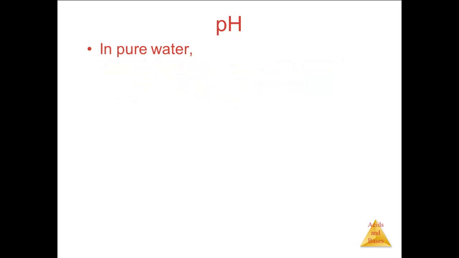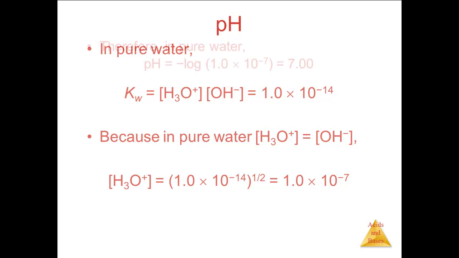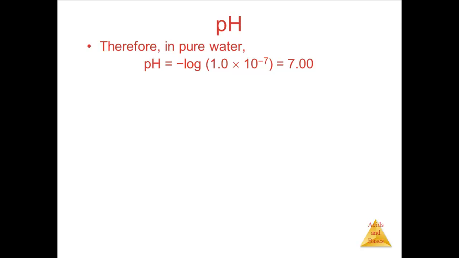In pure water, the water equilibrium occurs, and the equilibrium expression for that equilibrium is Kw, whose value is 1.0 times 10 to the minus 14th. In pure water, we have an equal amount of hydronium ion and hydroxide ion. So, in pure water, the concentration of H3O+ is 1.0 times 10 to the minus 7th molar. So in pure water, the pH is 7.00.